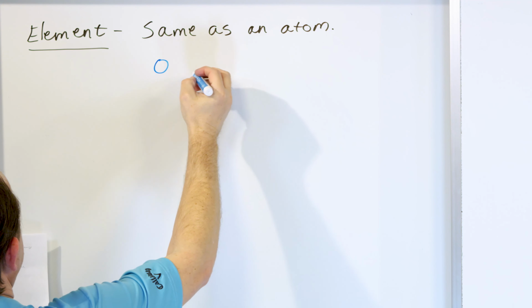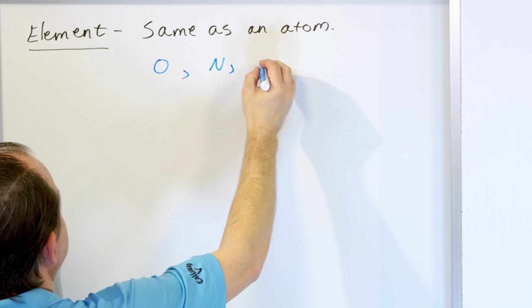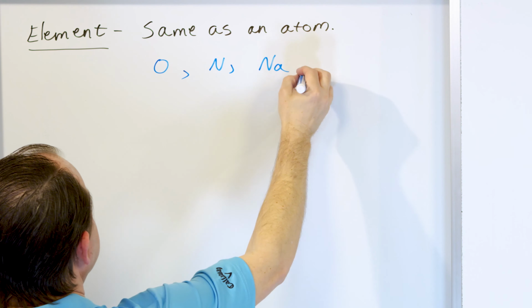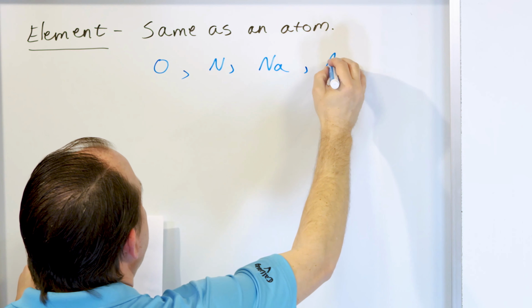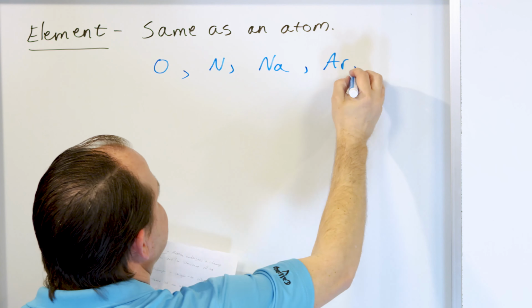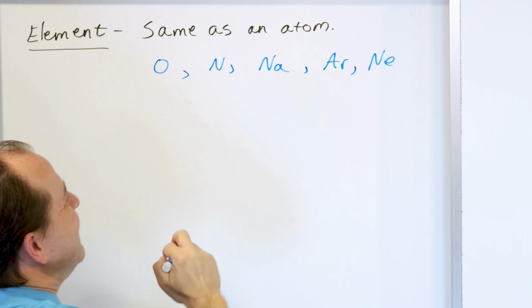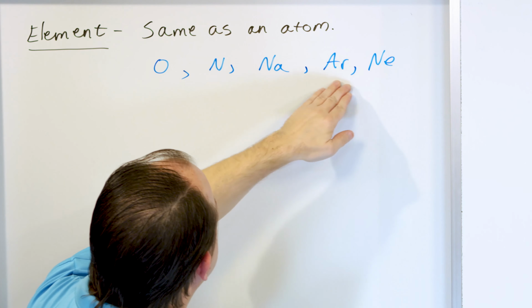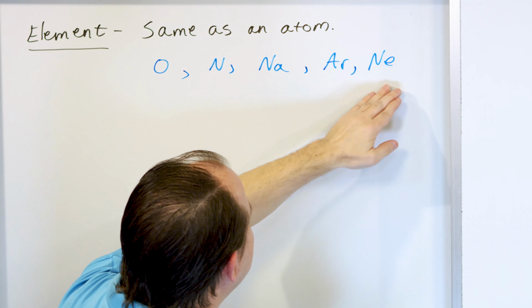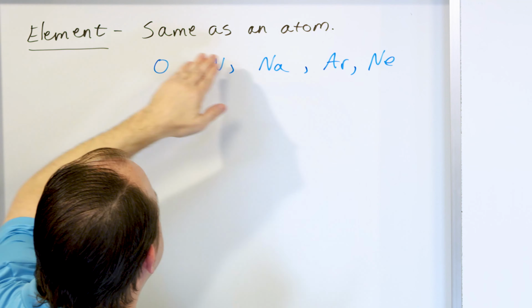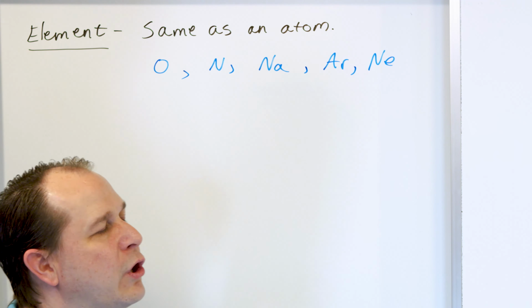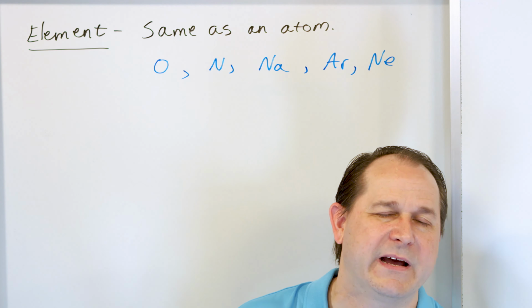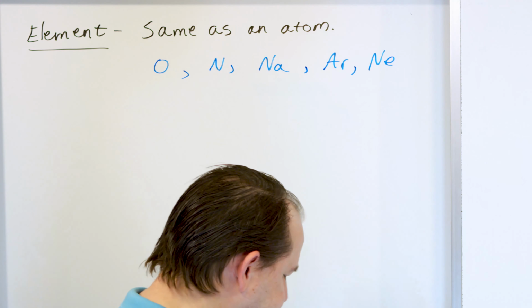We have oxygen, we have nitrogen, we have sodium, right, which goes into table salt, sodium chloride. We have argon, and we also have things like neon. You might see those neon signs that glow orange or whatever, right? So we have all of these different symbols on the periodic table. We call it the periodic table of the elements. You could also call it the periodic table of atoms, because elements and atoms are the same thing.